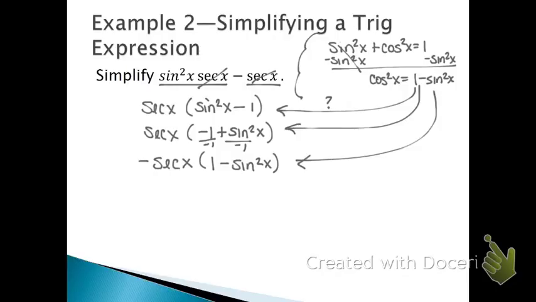Now, is that the same as what I had up there? Yeah. Sort of. It is. So I'm going to bring down my negative secant of x. What is 1 minus sine squared equal to? Cosine. Can I do anything else? No. Are you sure? I didn't think so. Wait. 1 minus sine squared.